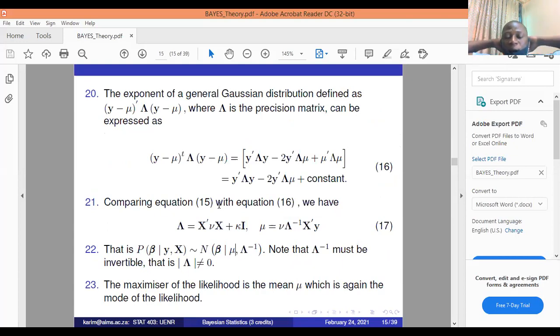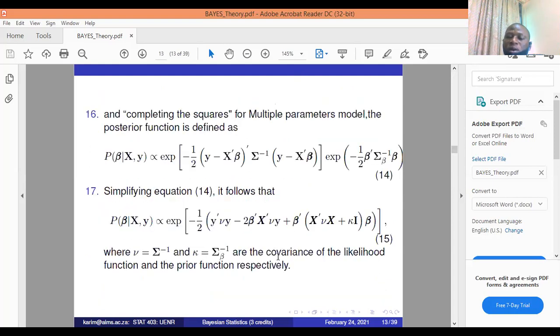Now let's look at how we get the mean. Well, how do we get the mean? Now the mean is here. This is the mean. And we have minus 2y transpose that. Now go back to this equation. Look at here. We have minus 2 beta transpose.